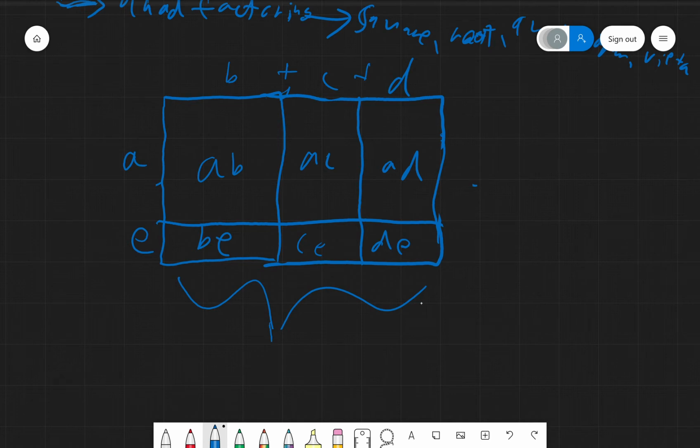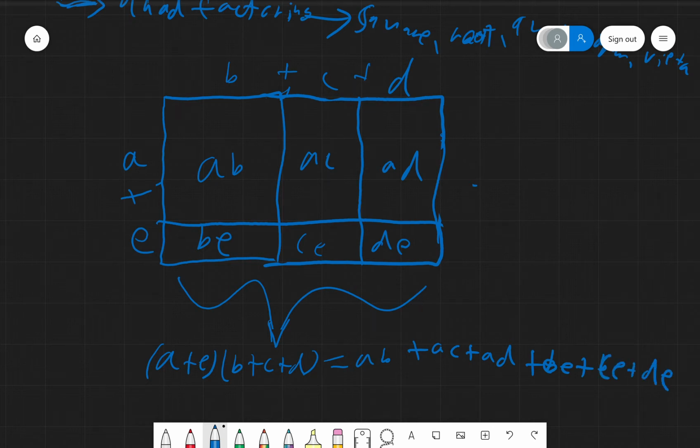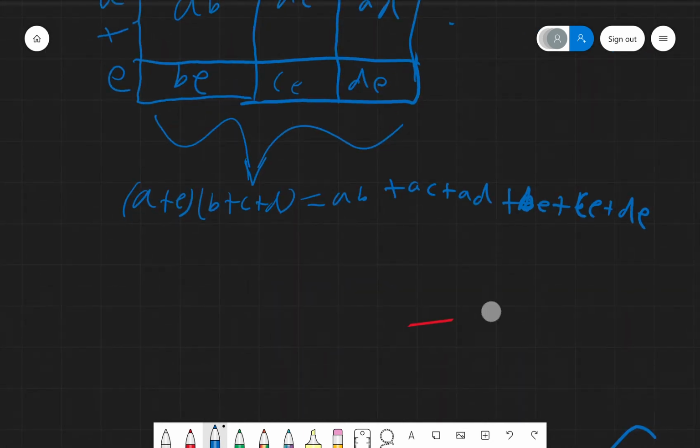is A plus E, one side, times the other side, which is B plus C plus D. And that's equal to, if we split it up, AB plus AC plus AD plus BE plus CE plus DE. Well, this one looks a little more complicated, so we can't see the pattern. But we can prove it using the distributive property.